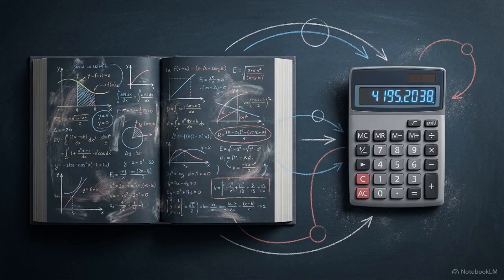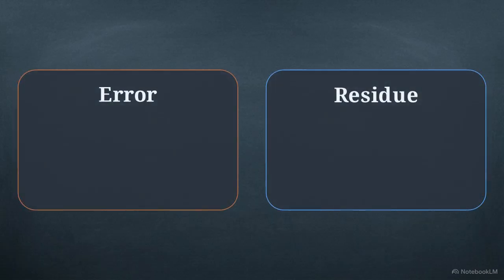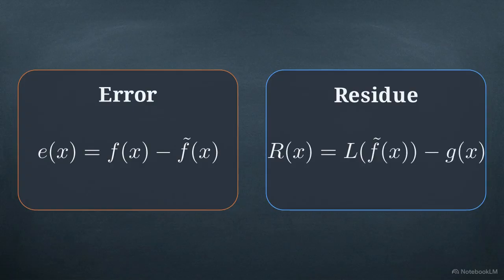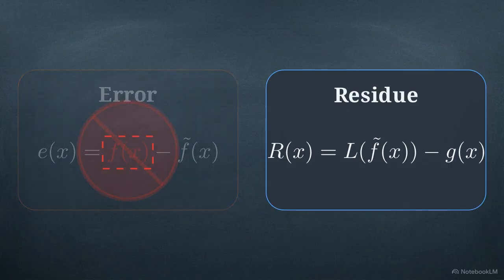To understand how numerical methods actually work, we must recognize that the residue is a different entity than the error. Looking at them side by side reveals the problem. Error is defined as the true function minus the approximate function. The residue is the result of the operator acting on the approximation. The error equation is a dead end. Calculating it requires knowing the true function, but if we had that, we wouldn't need an approximation.